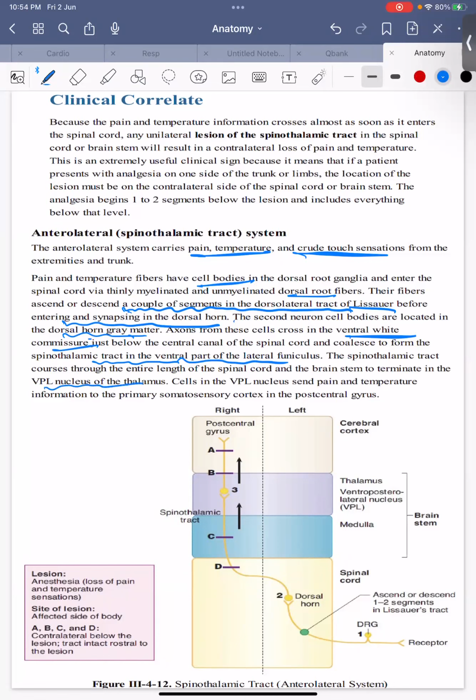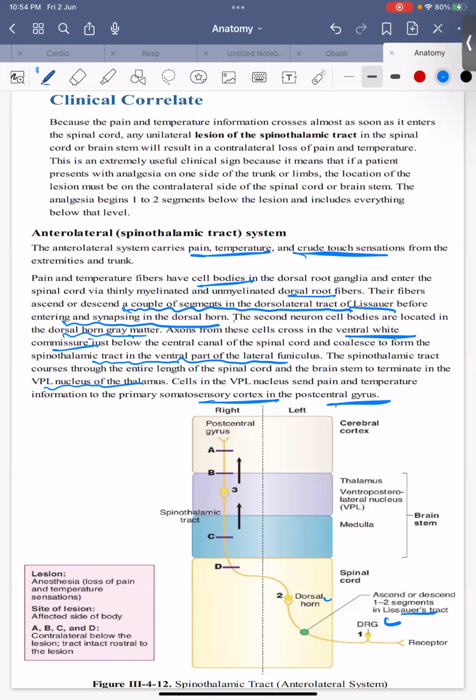Cells in the VP nucleus of the thalamus send the pain and temperature sensation to the primary somatosensory cortex in the postcentral gyrus. Now, this is the receptor carrying the pain and temperature sensation, with its cell body in the dorsal root ganglia. As the fibers enter, they do not go directly to the dorsal horn of the spinal cord. They ascend in the form of the Lissauer tract one to two segments, and then they synapse in the dorsal horn of the spinal cord.